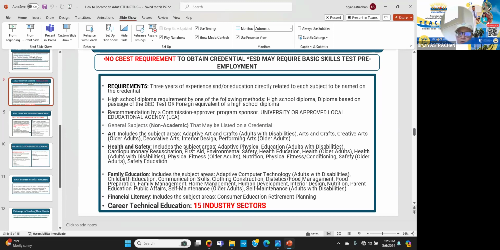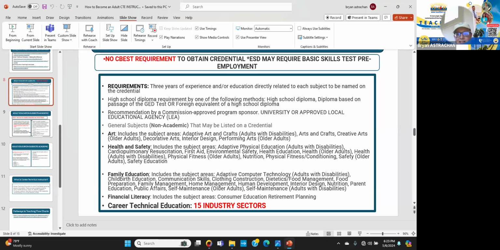So I see a question here about nutrition. Nutrition would be under health and safety, and some very good questions, outstanding. If you look in front, you'll see that it's got some areas in bold. Art, it has health and safety, family education, family literacy, and career technical education. I know it's confusing, but the adult ed credential also has CTE.